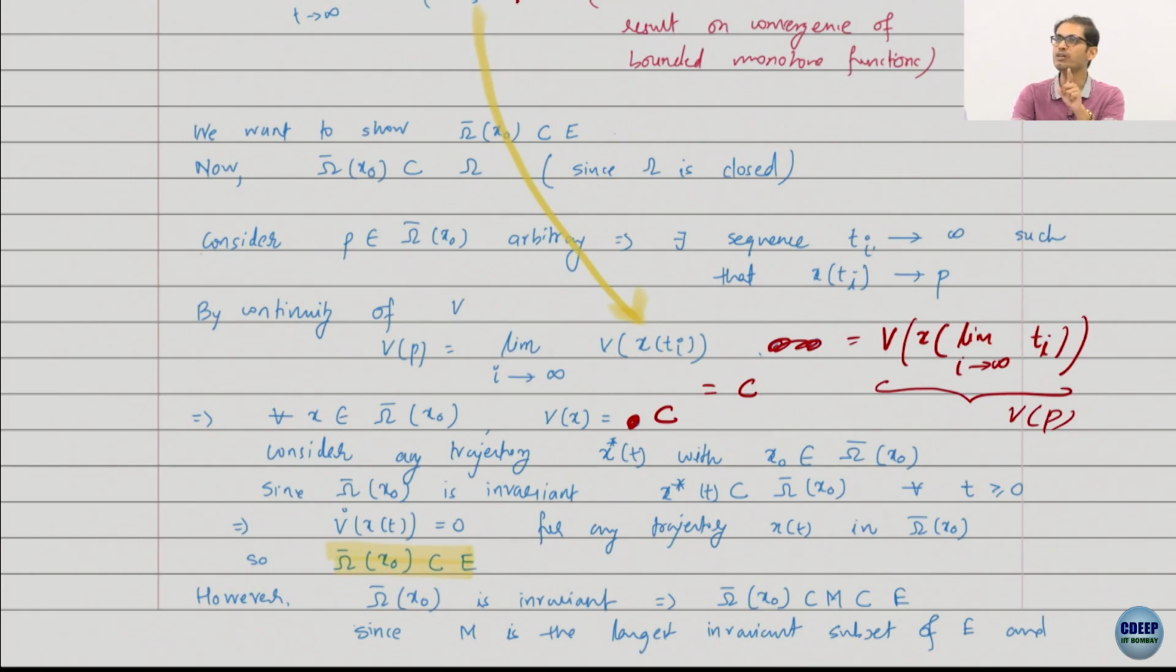So, what have I proved? That v is a constant function in omega bar. In the set omega bar, v is a constant function. V does not change. Is this clear? Because I took an arbitrary p from that and I used the definition and I used the moving of limits inside and outside using continuity of v, I proved that v of p is exactly a constant and the same constant. So, v does not change in omega bar. So, if I take a trajectory starting in this guy, consider a trajectory with initial condition in the limit set.